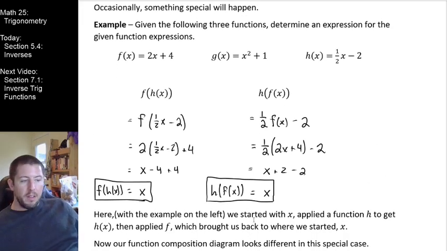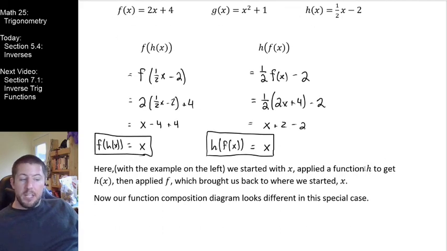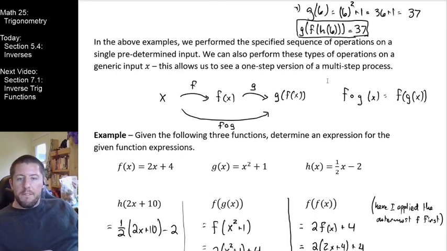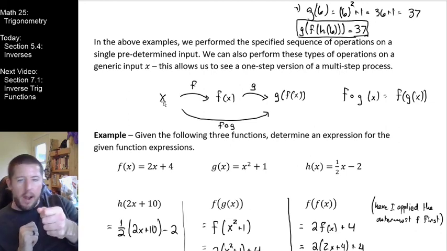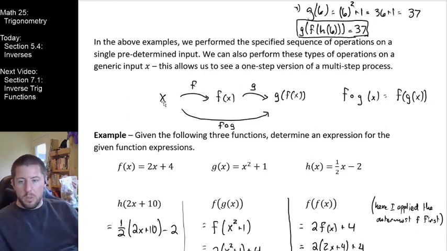Here, with the example on the left, we started with x, we applied the function h to get h of x, then we applied the function f to h of x, and we got right back to where we started, x. Our function composition diagram is going to look different now. So I'm going to scroll up so we can see our comparison. Our function composition diagram looked like we started with x, f took us somewhere, and in this diagram, g then just took us somewhere beyond that as well.